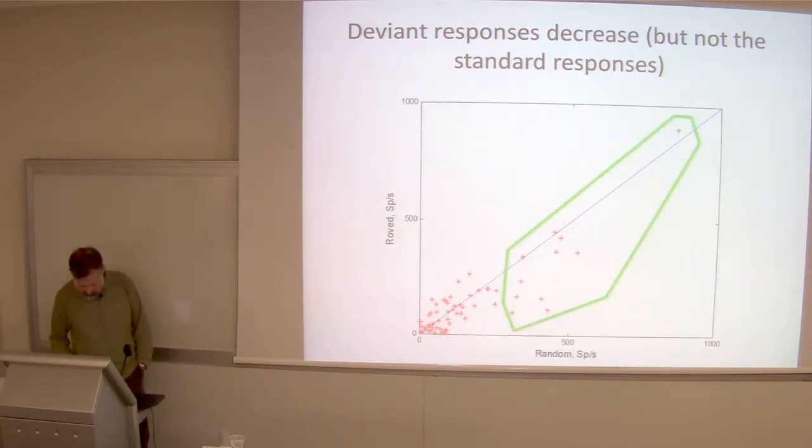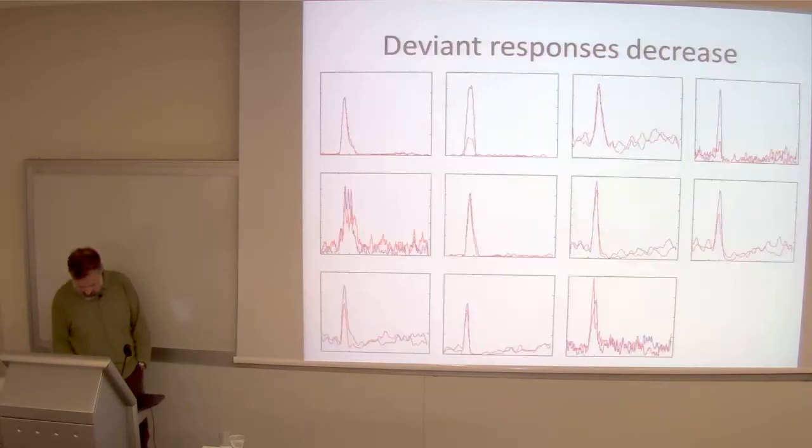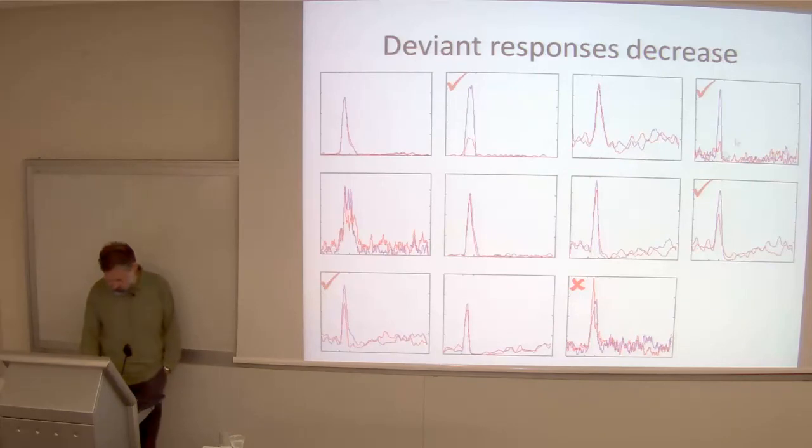Here you see the average responses. So in some cases, the neuron doesn't care about the question of whether the standard is roved or not. And these are the response to the deviants. But in other cases, there's a very large difference. This is the response with the fixed standard, and this is the response with the roved standard. Okay, and we have quite a lot of these cases in which the response to the fixed standard is much larger than the response to the roved standard.